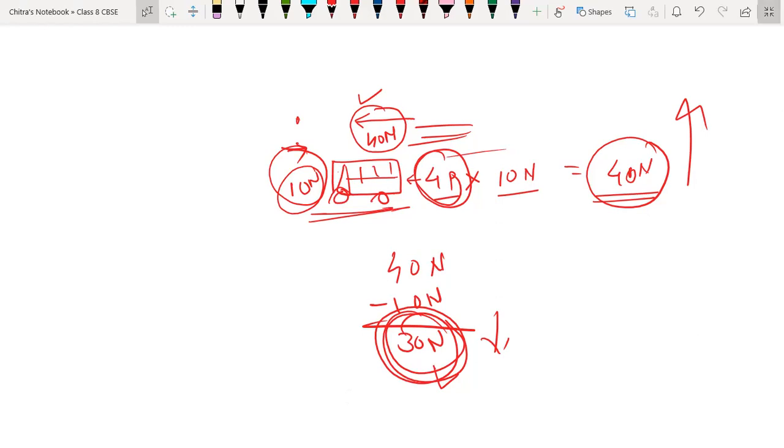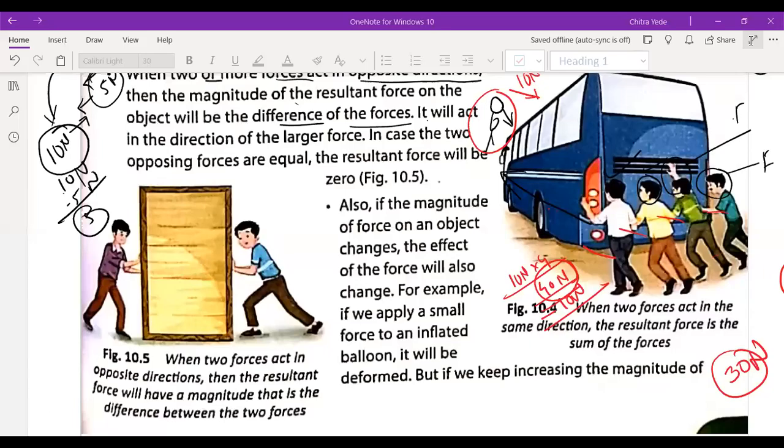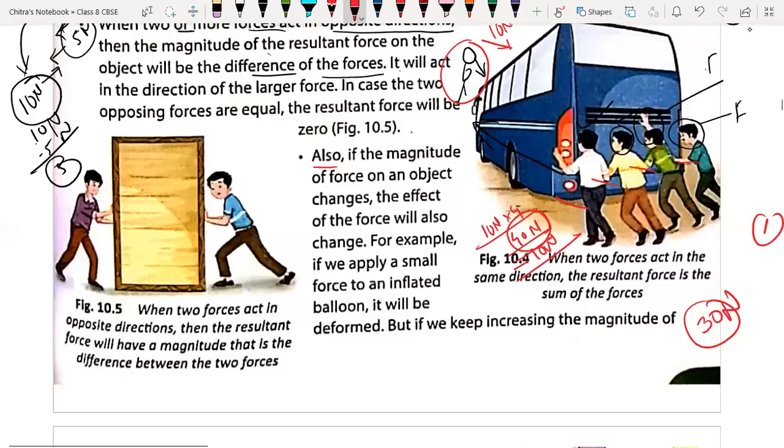See, third point, again very important. Also, if the magnitude of force on an object changes, the effect of the force will also change. Suppose you are applying force on that particular bus. Here 4 persons are applying force on the bus, but after some time their energy will decrease, right? They are applying force on the bus again and again continuously, and they will get tired after some time. Their energy level will decrease. Is it or not?